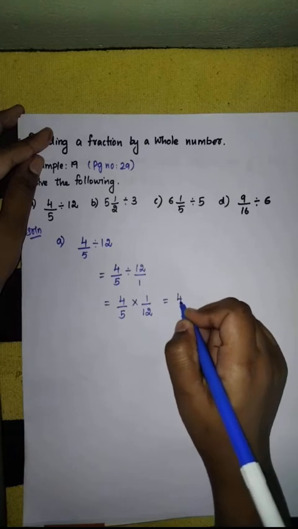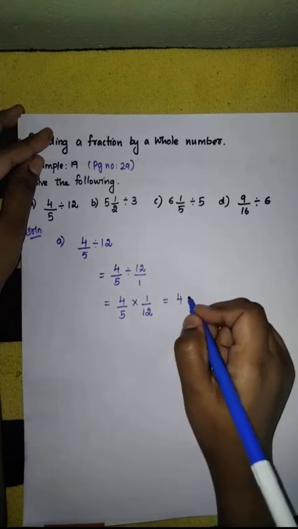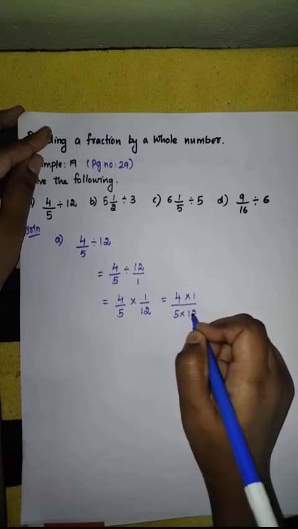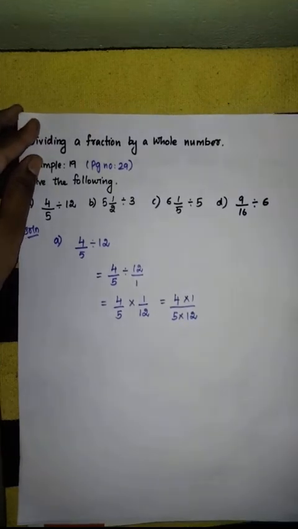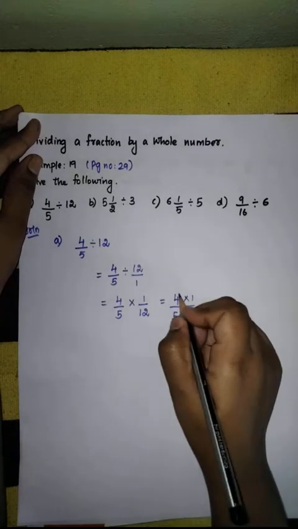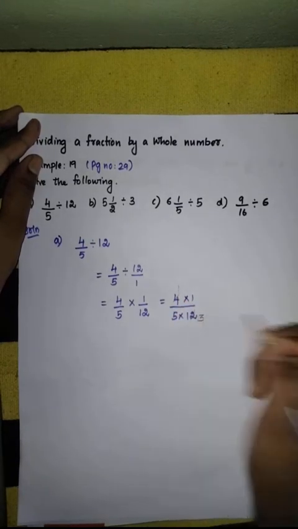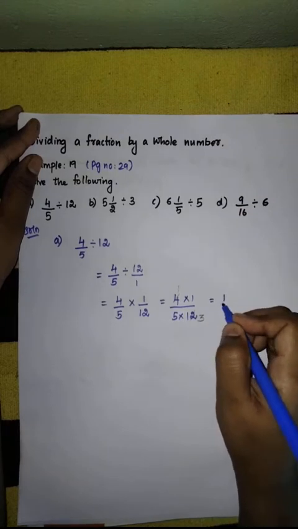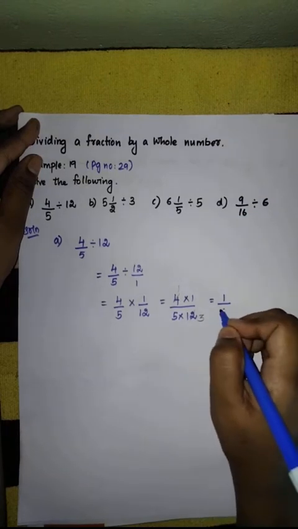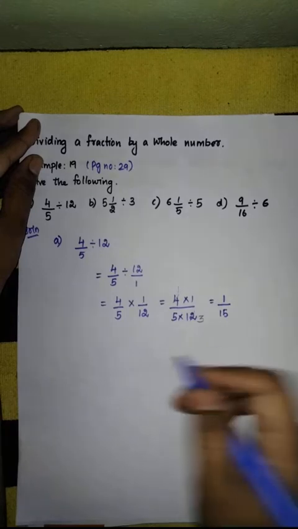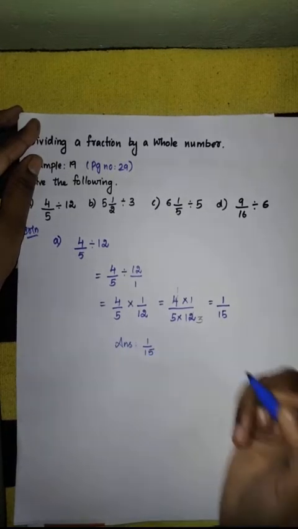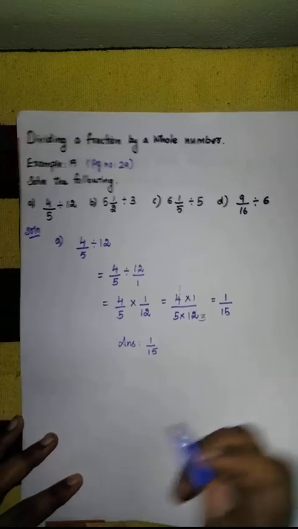Now multiply a fraction by a fraction: 4 into 1 divided by 5 into 12. Check whether there are any common factors. Here we can cancel 4 and 12: 1 4 is 4, 3 4s are 12. So multiply the remaining numbers: 1 into 1, 1 divided by 5 3s are 15. So the answer is 1 by 15. Understand? Okay, second question.